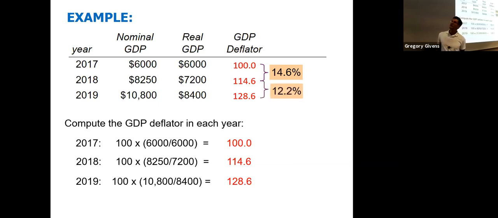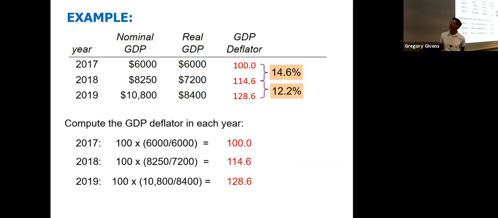The rate of inflation between 2018 and 2019 is 12.2%. That's 128.6 minus 114.6, that difference divided by 114.6. Once again, prices of pizza and lattes went up, and you can verify that in the tables earlier.